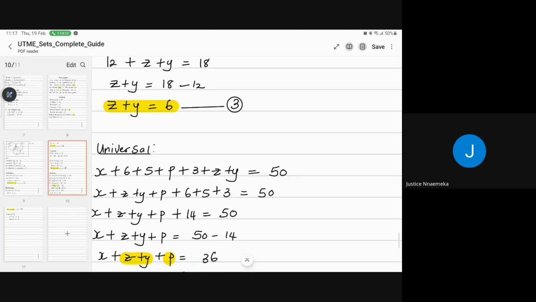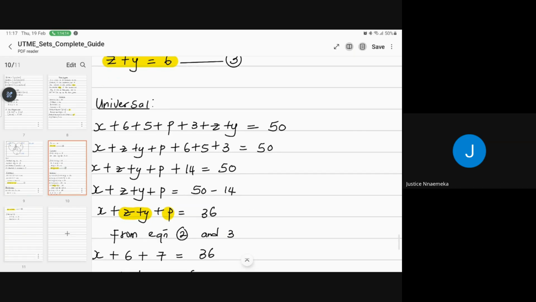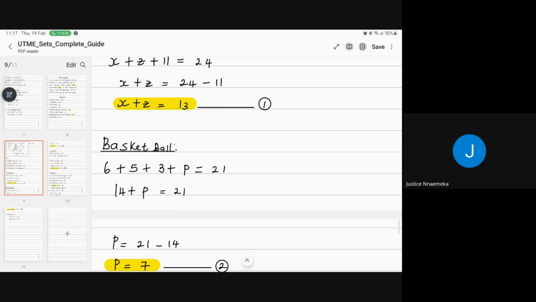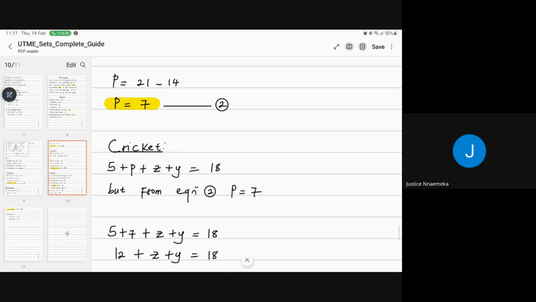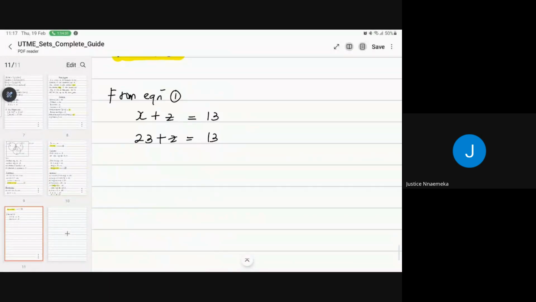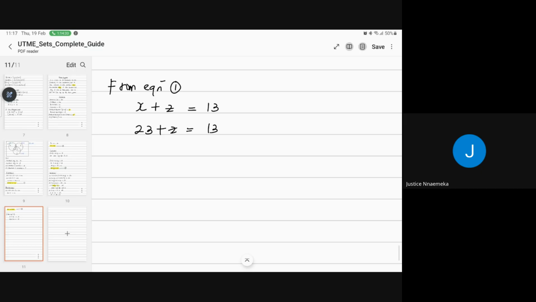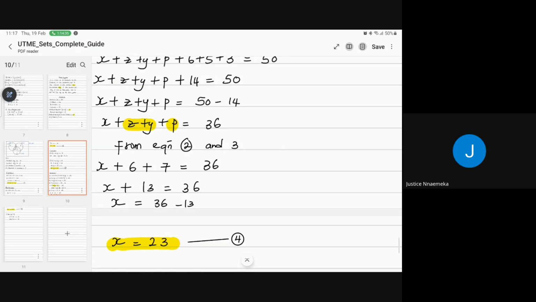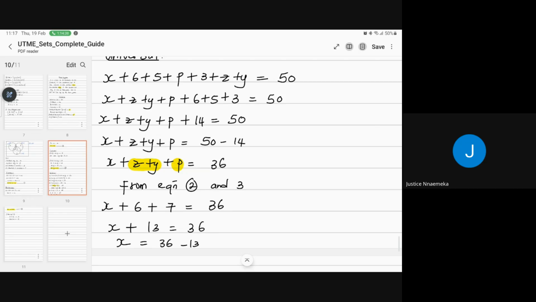Check. Am I making any mistake right here? We have x plus z 13, and z plus y 6. So I don't understand. X plus z is 13, right? And z plus y 6. We cannot use z plus y. We don't know the value of y, so we cannot use z plus y. We have to get the value of z before we can now find the value of y. Do you understand? Yes.